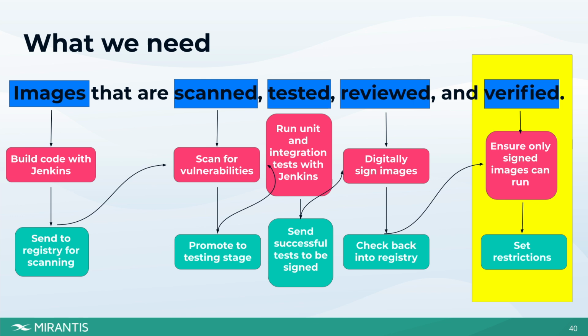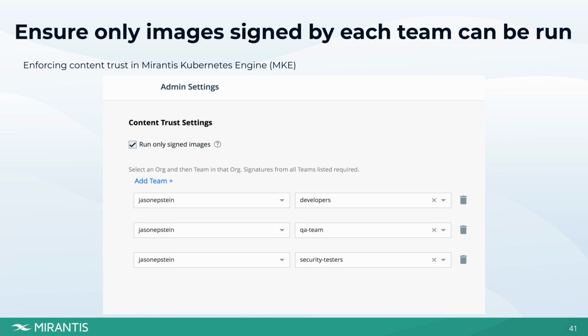And we do that by verifying the signature. And that is something that we can do in our production environment. And this can also be done in your development or testing environment. This is a feature of Mirantis Kubernetes Engine, and there are other Kubernetes distributions that will do this as well, where they'll run only images that have been cryptographically signed by a set of users or groups. In this case, I'm requiring that all these images have been signed by the developer team, by the QA team, and by the security testers team. All three signatures must be present. If anything is missing, the image will be blocked and cannot be run.